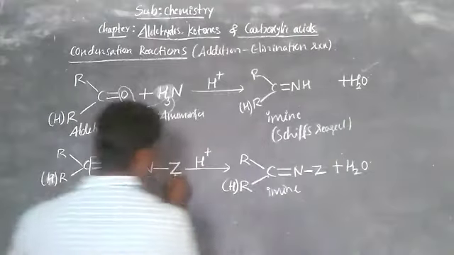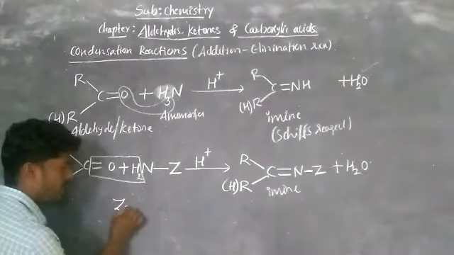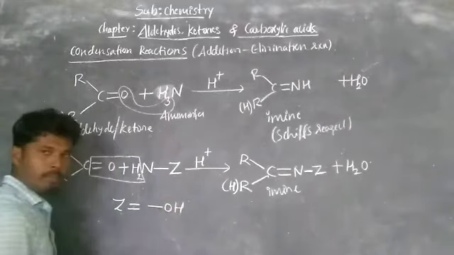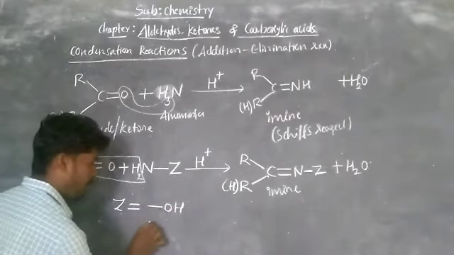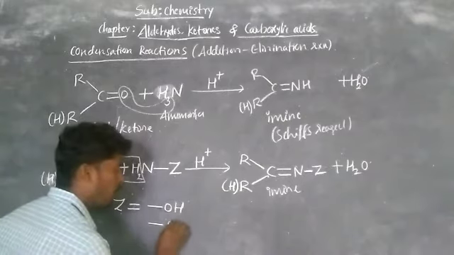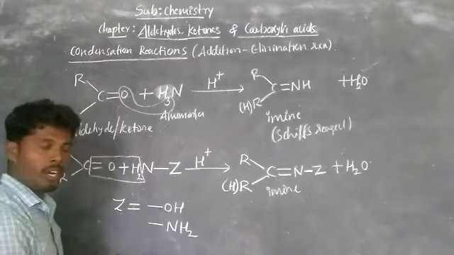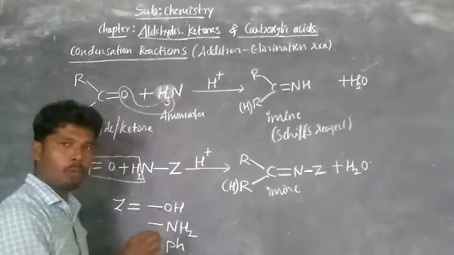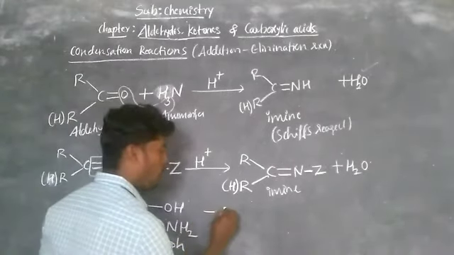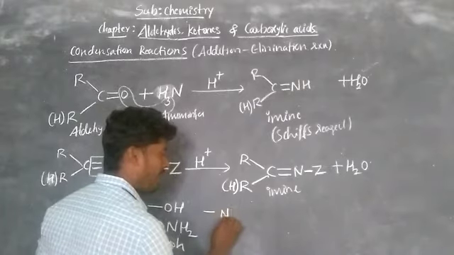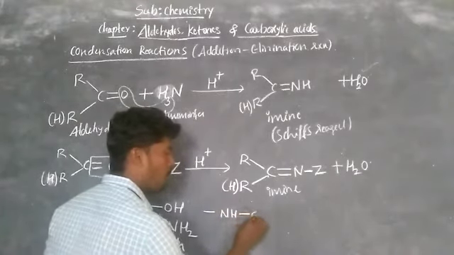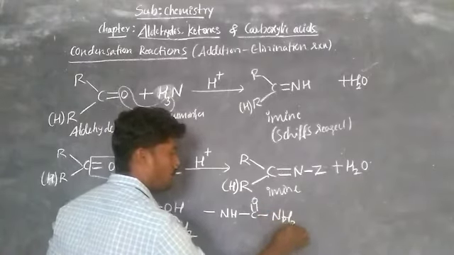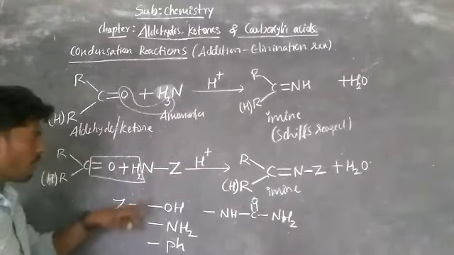Now if Z is this Z, it is either an OH group, or this Z may be an amine group, or this Z may be PH, meaning phenyl group, or it may be a carbazide group, that is NH2 or NH bond C double bond O bond NH2 group. So these are the 4 different groups of Z.